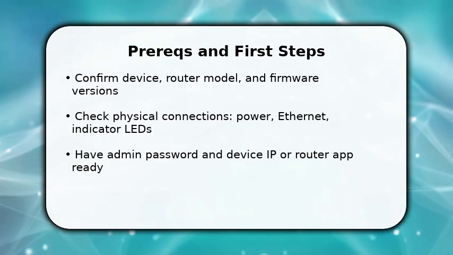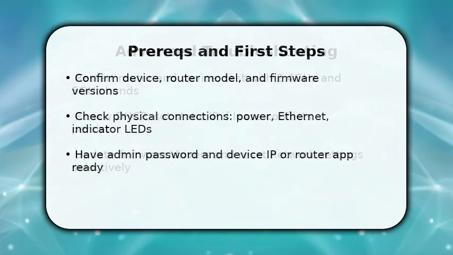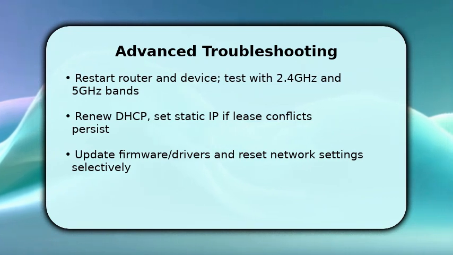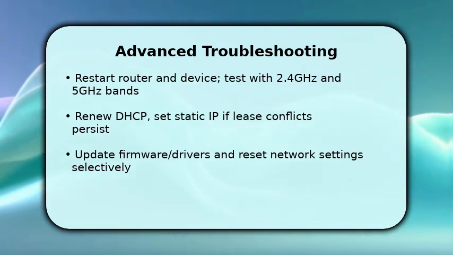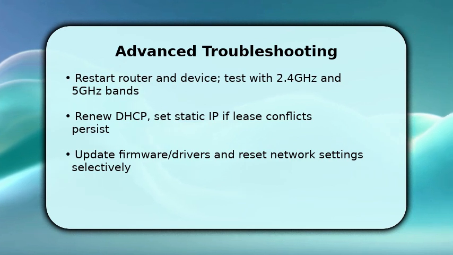You now perform deeper steps. Reboot router and device, then test both 2.4 and 5 GHz bands to isolate band-specific issues. If IP conflicts appear, renew the DHCP lease or assign a static IP in the correct subnet. This resolves many connectivity errors.